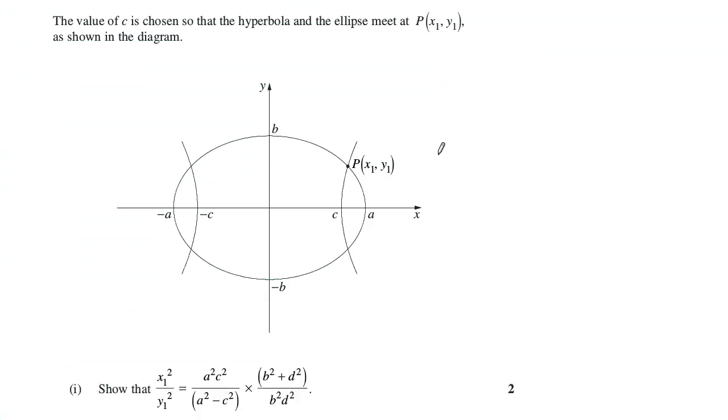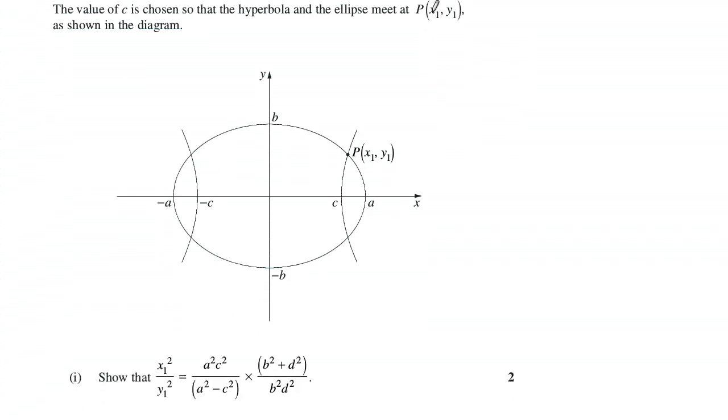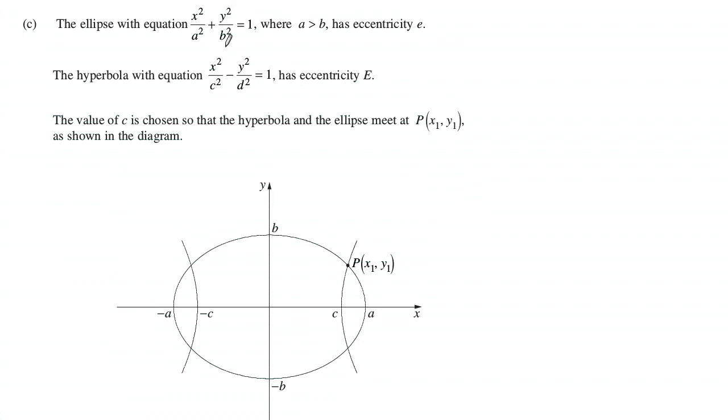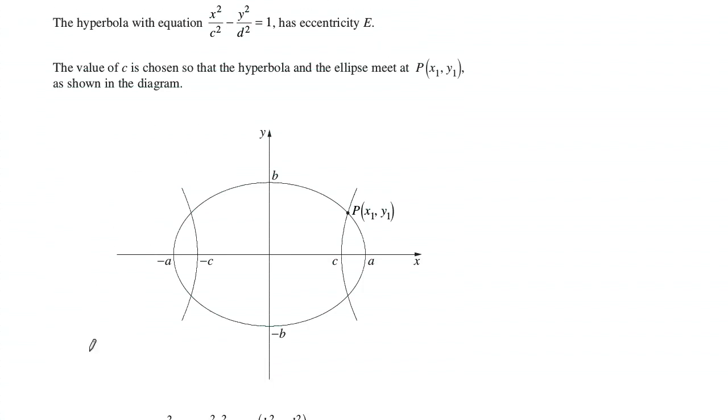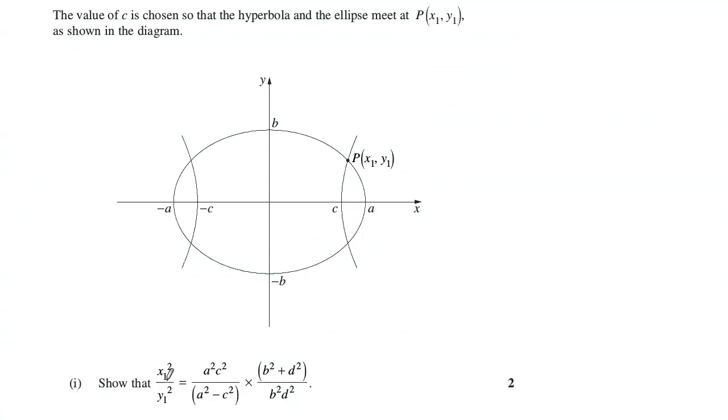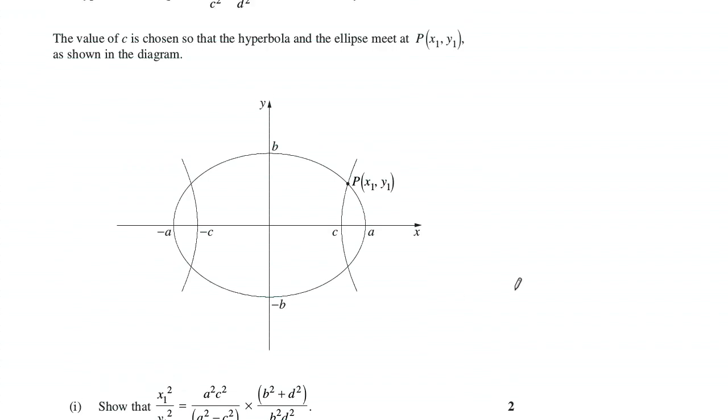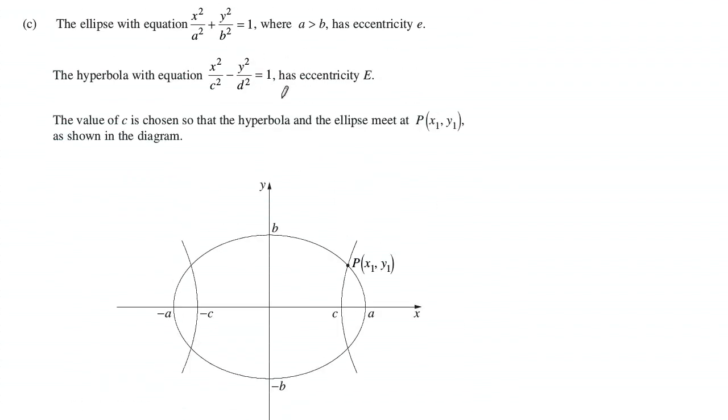So this point P x1, y1 is where they both meet. So it's kind of like solving these two equations simultaneously because they're both going to hold true at this point, except that we don't actually want to solve it for x or for y. We just want to take the two equations and manipulate them until we can find x1 over y1. So let's see what we can do with these.